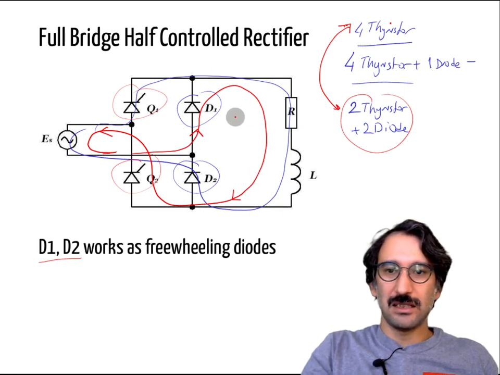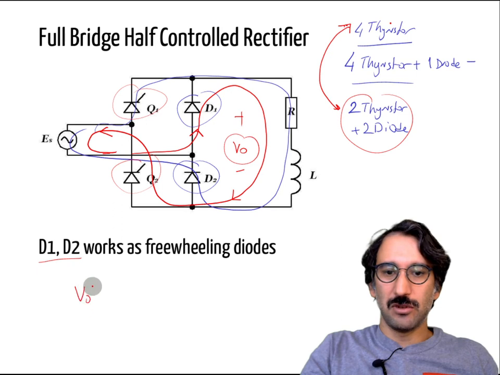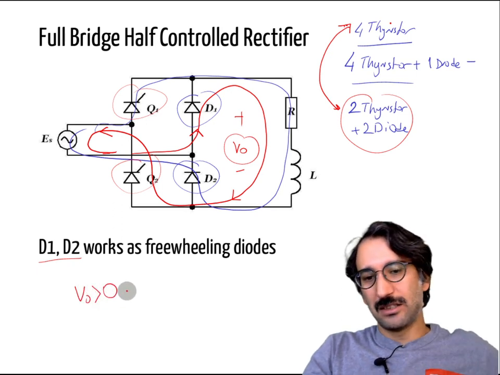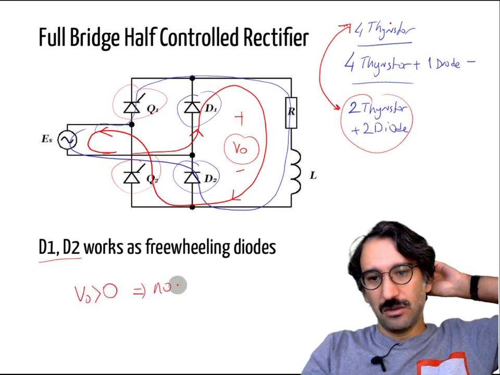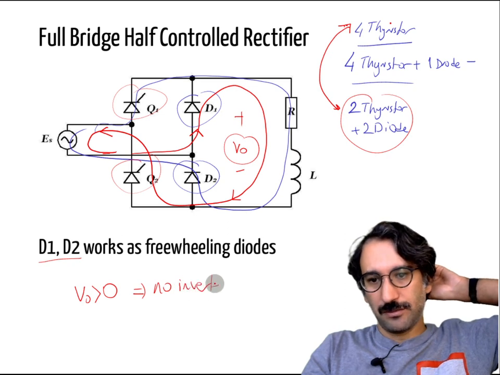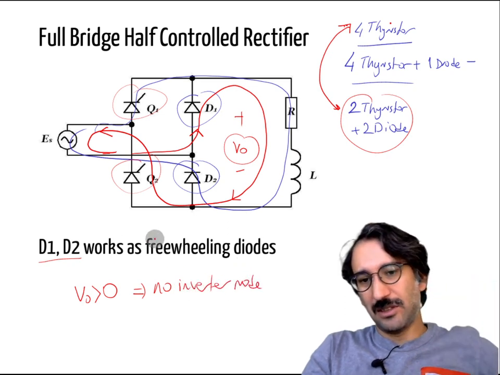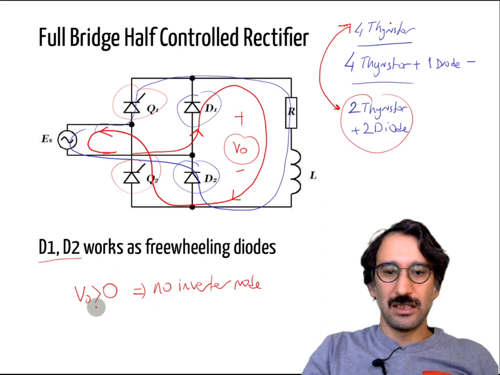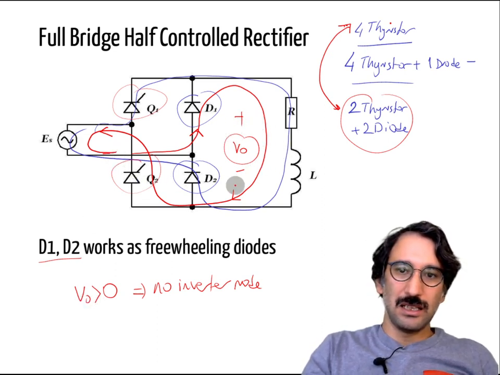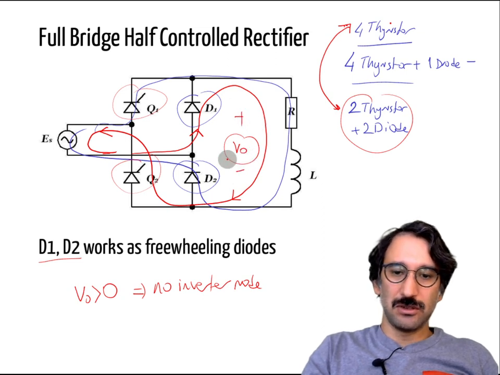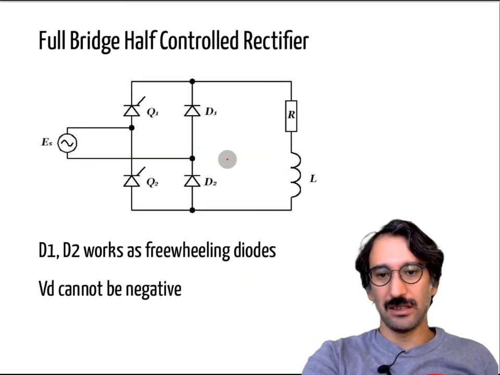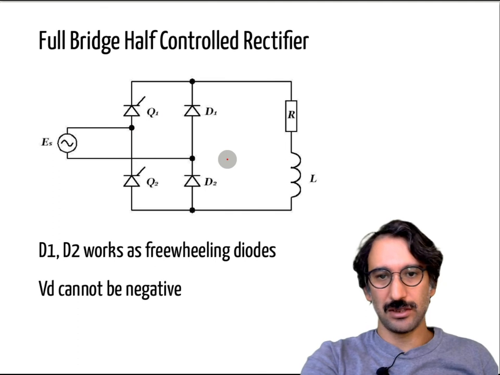But as a disadvantage, if this is your output voltage, now the output voltage has to be larger than 0, so there is no inverter mode. Even if you apply a larger angle than pi over 2, it will not be able to supply negative voltage. So it is a single quadrant rectifier as a disadvantage.